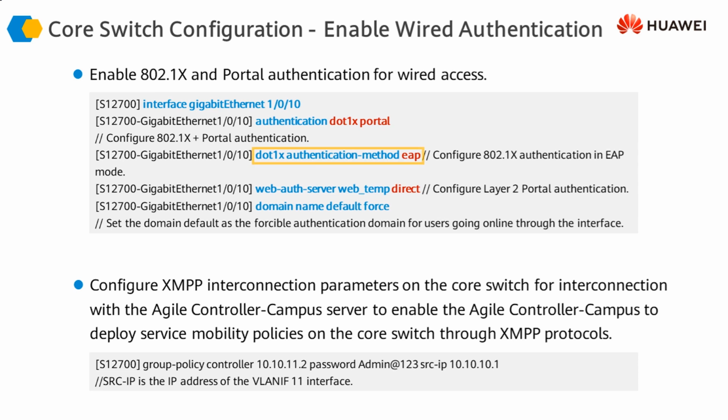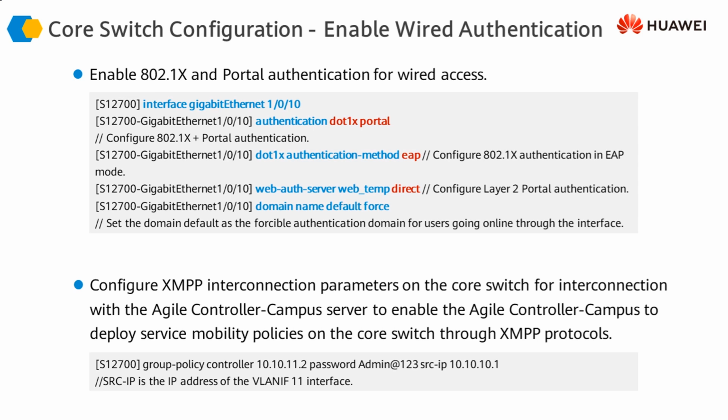Then we define the .1x authentication method, which is going to be EAP, and we define the web authentication method or the portal authentication method, which is going to be layer 2 direct. And then we force the domain default, which means that any users who try to log into the network, who try to log into the system, are going to be forced to the domain default, and they are going to be authenticated using the configuration which we did in the domain default in the previous slides.